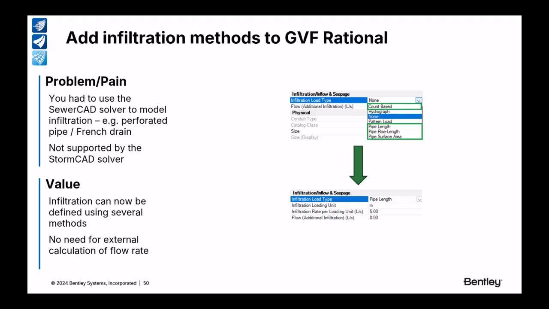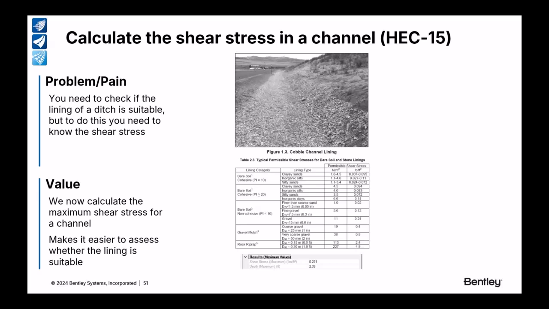Now, that functionality has been available in our SewerCAD solver for a while, but we thought we actually need to make it available in the GVF Rational solver, or the StormCAD solver, if you like, as well, because, as I say, for road projects and rail projects, you want to be able to put in these infiltration rates in a more user-friendly kind of way.